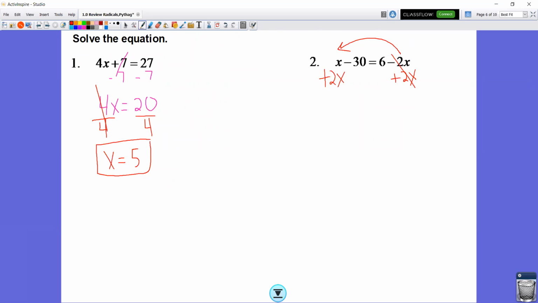Right, it's gone from that side, and now x plus 2x gives me 3x minus 30 equals 6. I want to move my numbers to the other side of the equation. So I'm going to move this 30 over here by addition. And now I have 3x equals 36. And this is easy peasy, right? We just divide both sides by 3. And x equals 12.